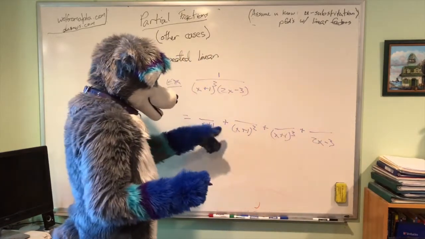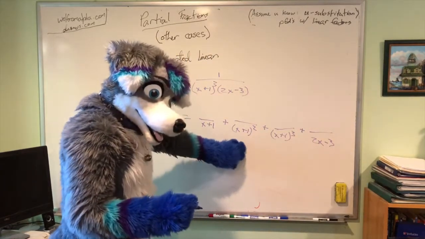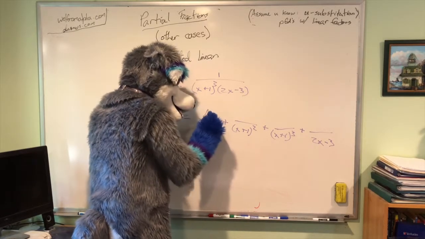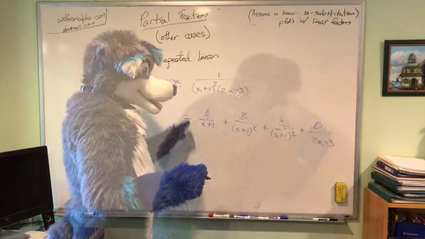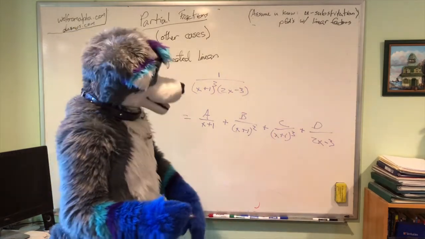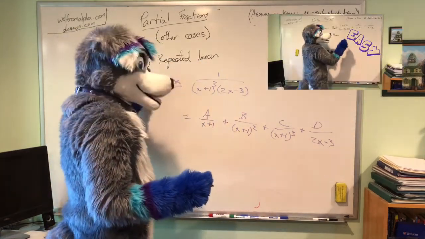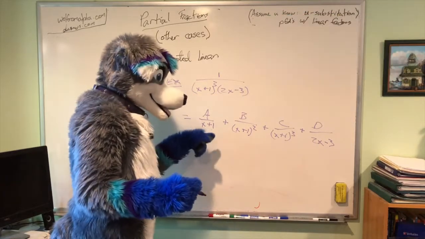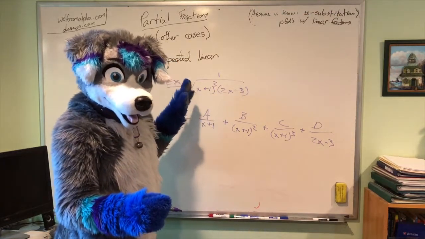And then they're linear. I mean, the actual factors themselves are linear. So I'm going to do just like I did in the other video. These will be numbers. And then you proceed exactly like I showed in the other video. You clear the fractions, multiply both sides by this denominator, plug in numbers for x that work, and you can solve for a, b, c, and d.